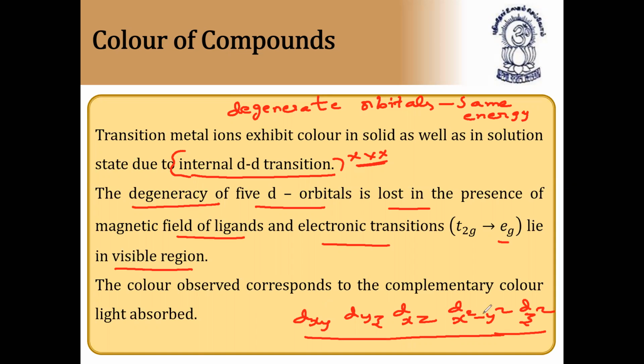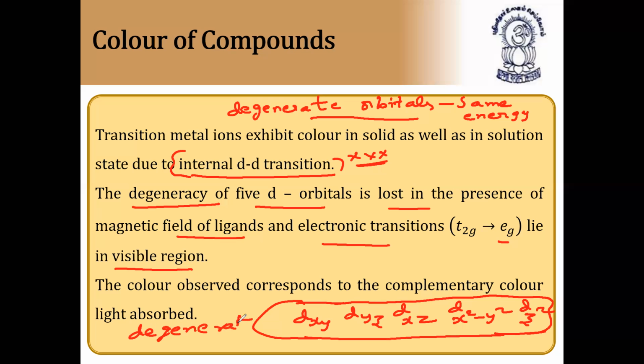So 1, 2, 3, 4, 5. Maximum they can take up to 10 electrons. This already we know. And these orbitals are called degenerate orbitals, because they have the same energy. The energies of dxy, dyz and the others are similar. So that's why these are commonly called degenerate orbitals.